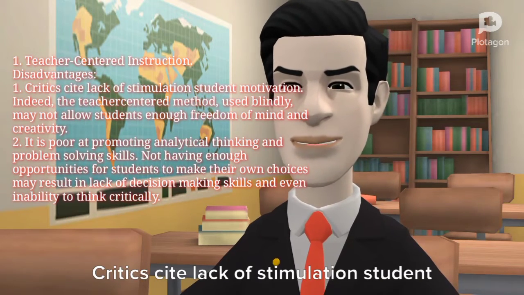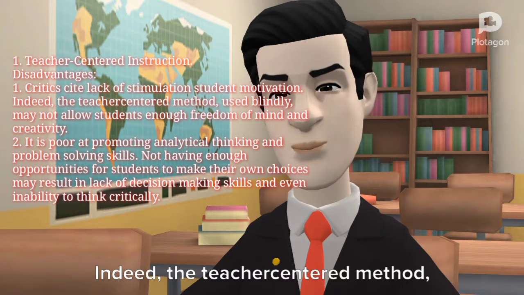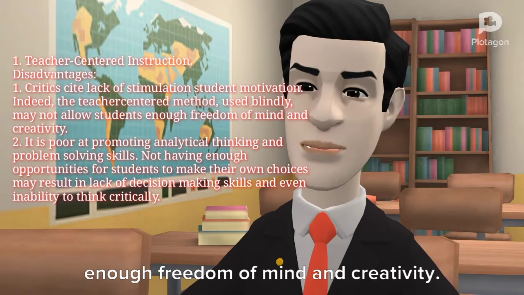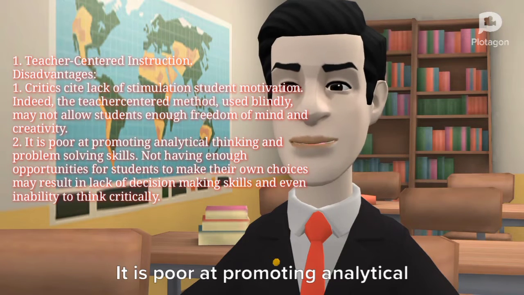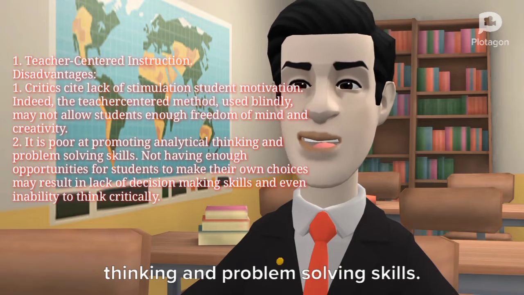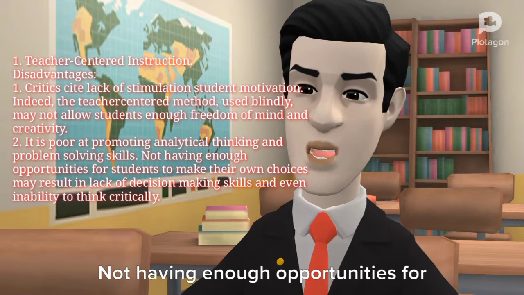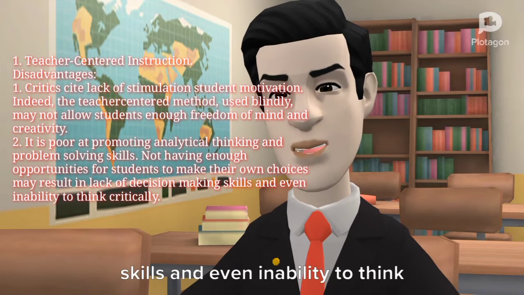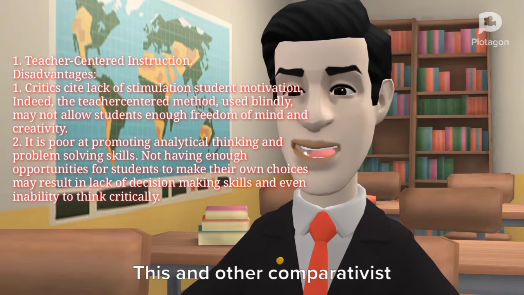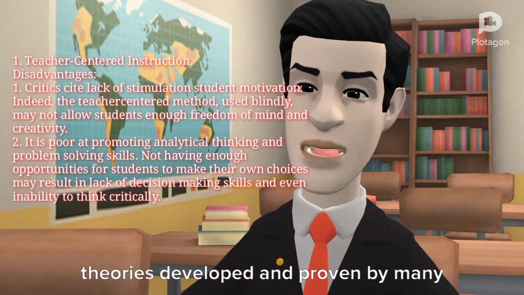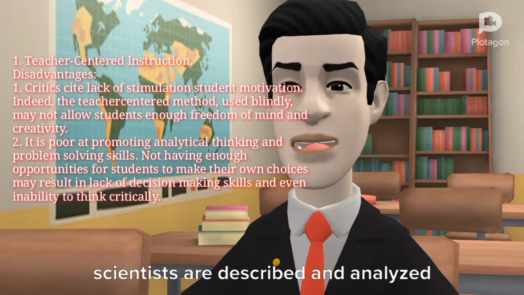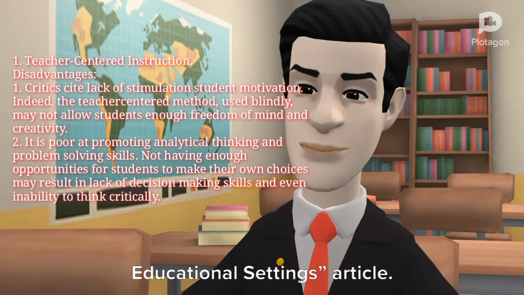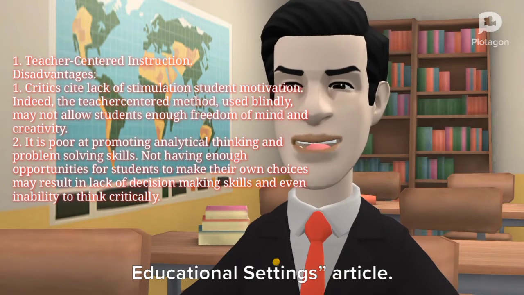Disadvantages. 1. Critics cite lack of stimulation of student motivation. Indeed, the teacher-centered method, used blindly, may not allow students enough freedom of mind and creativity. 2. It is poor at promoting analytical thinking and problem-solving skills. Not having enough opportunities for students to make their own choices may result in lack of decision-making skills and even inability to think critically. This and other comparativist theories developed and proven by many scientists are described and analyzed in the article A Comparison of Teacher-Centered and Student-Centered Approaches in Educational Settings.